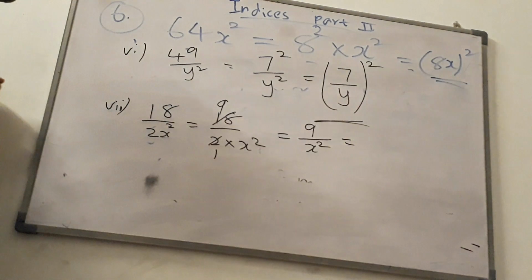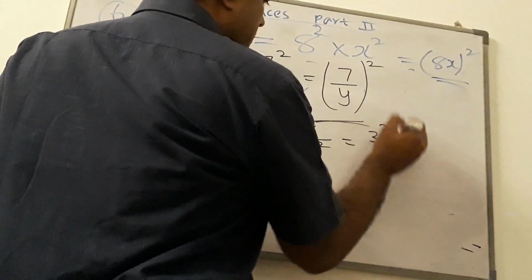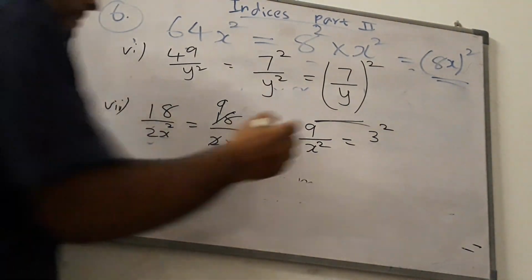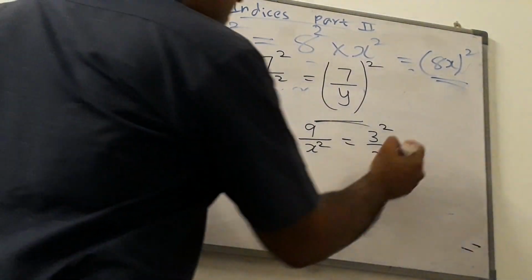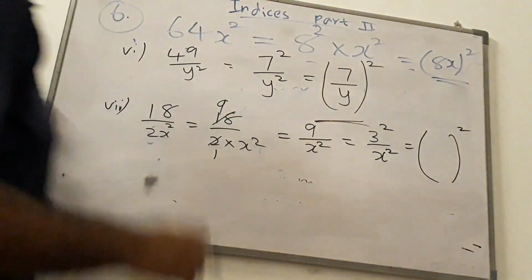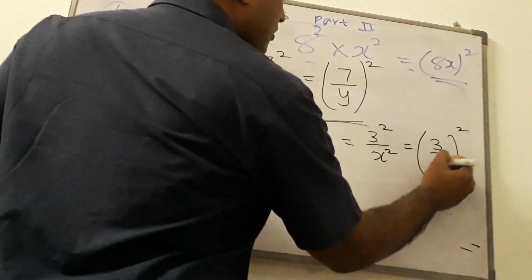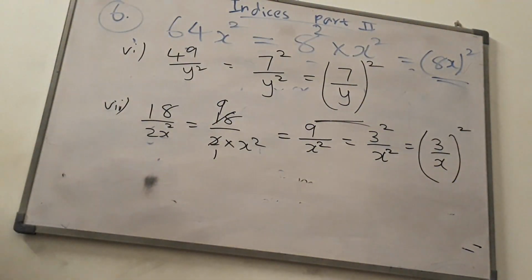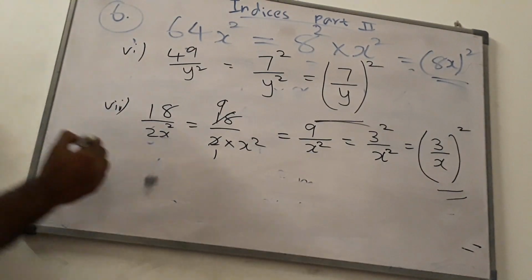Now I am going to write 9 as a power of 3. 9 means 3 squared. 3 times 3 is 9, or x squared. 9 can be written like 3 times 3 or 3 squared. X squared is the same. Now we can write the power 2 outside, then inside we can write 3 over x, where the power 2 is common to both 3 and x. So our final answer is 3 over x all together to the power 2.